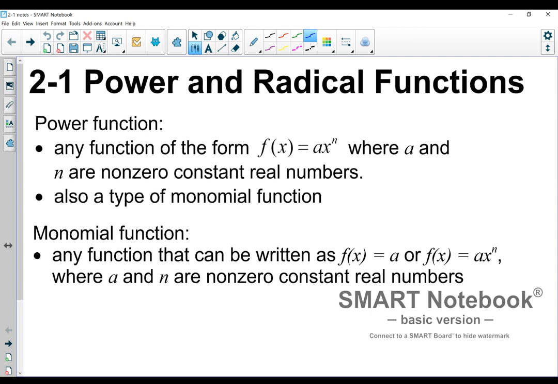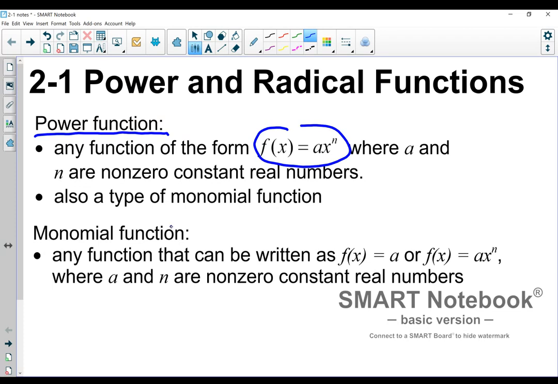2-1, power and radical functions. So a power function is anything in this form. F of x equals a times x to the n power, where a and n are non-zero constant real numbers. It's also a monomial function.